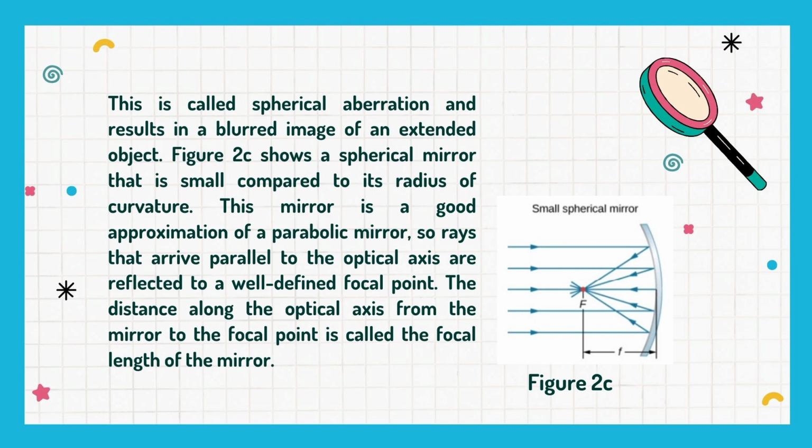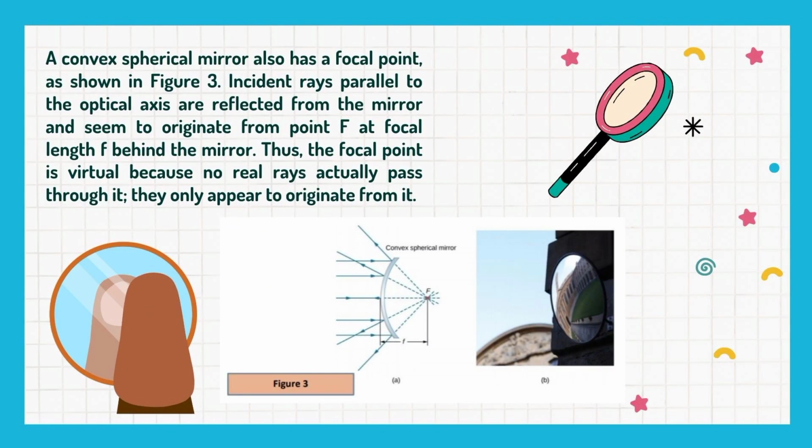This shows a spherical mirror that is small compared to its radius of curvature. This mirror is a good approximation of a parabolic mirror. So rays that arrive parallel to the optical axis are reflected to a well-defined focal point. The distance along the optical axis from the mirror to the focal point is called the focal length of the mirror. A convex spherical mirror also has a focal point.